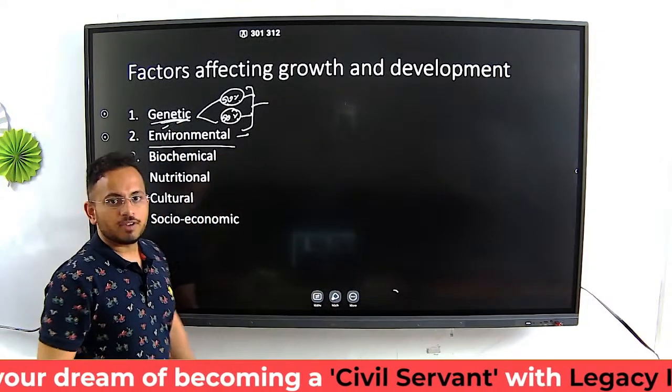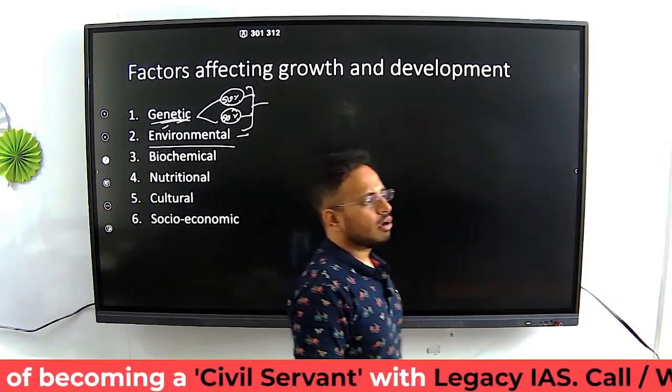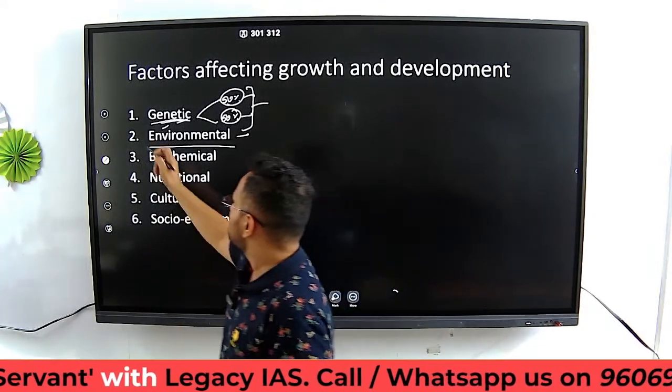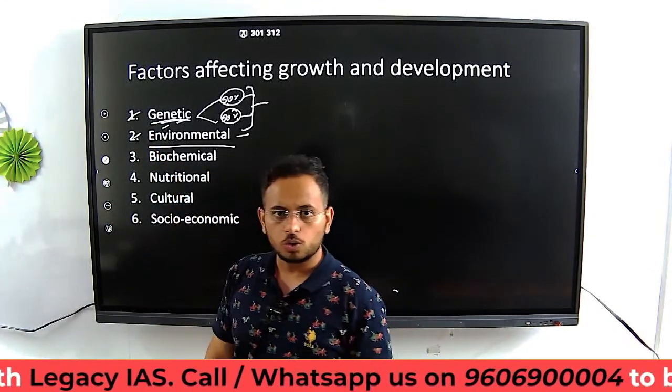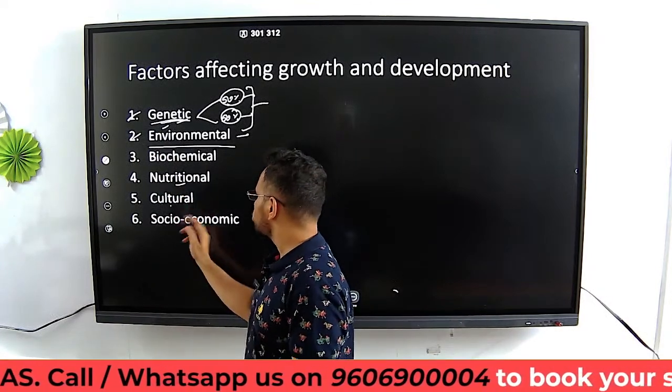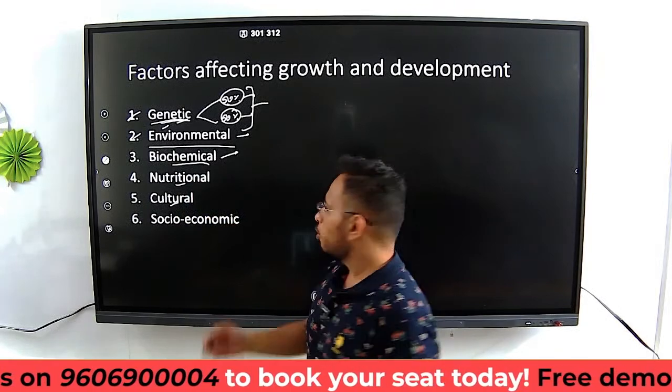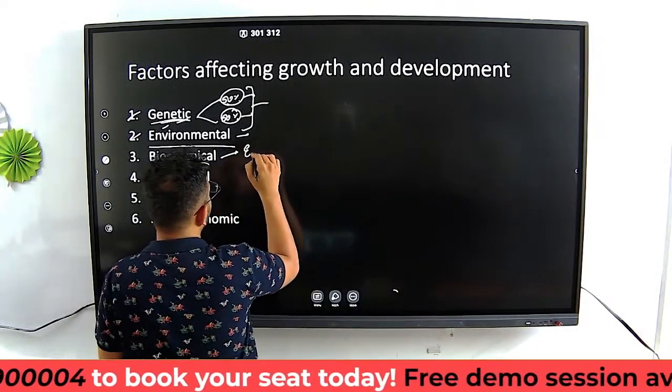Second, environment. Environment will play a crucial role because nature and nurture we have seen in unit 9. So both genetic and the environment will play a very crucial role. Under environment, we can also include nutritional and cultural. Okay, I'm coming to the biochemical. Biochemical talks about the secretion of enzymes.